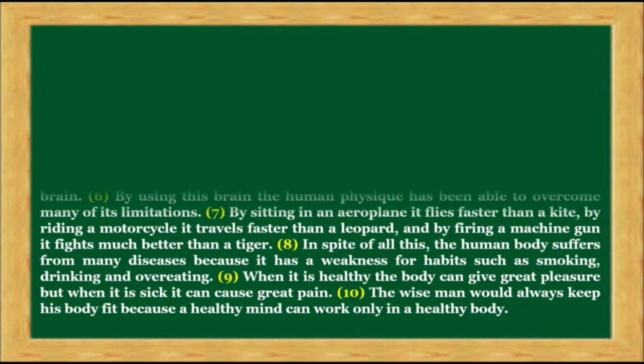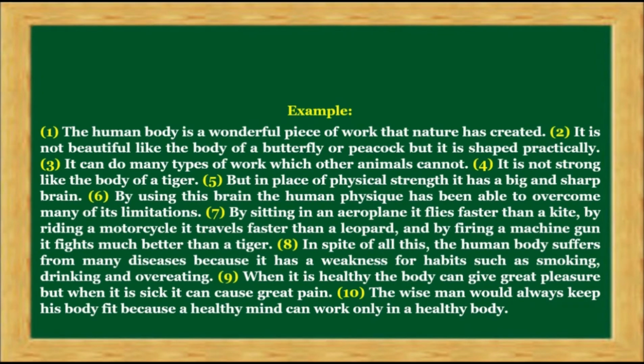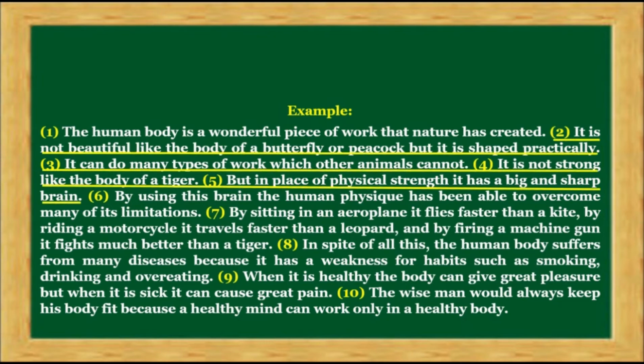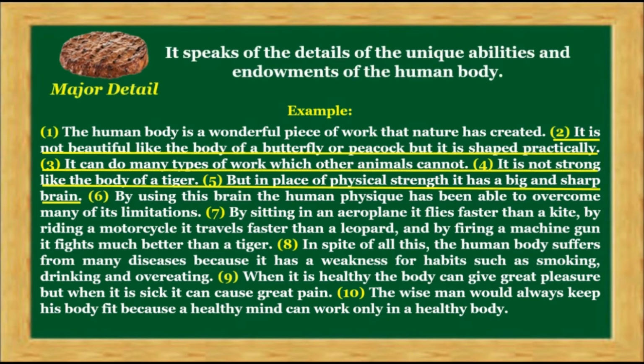This time, let's examine the major and minor details in the paragraph about the human body. The first major detail used to support the controlling idea in the topic sentence of that paragraph is sentences 2, 3, 4, and 5. Those sentences are examples of a major detail because they speak of the details of the unique abilities and endowments of the human body.